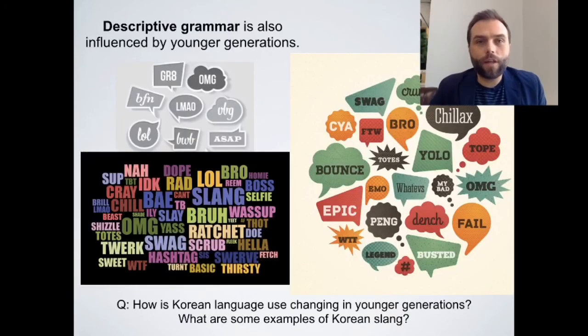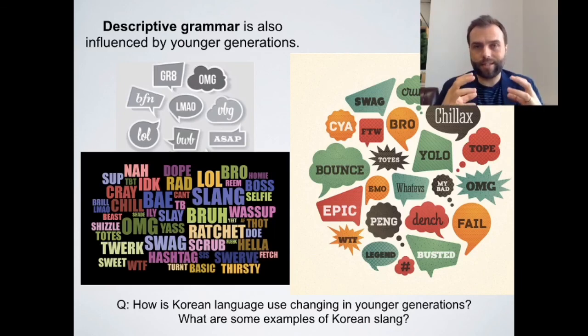Okay, so just to finish off then, one more point about descriptive grammar. Descriptive grammar is also influenced by younger generations. So, as you know, younger people are often responsible, or they are the people who are kind of changing language and developing language and adding to language. So things like slang, for example, in Korea, things like Konglish. These things do change language. Language is not just a static, unchanging blob. Okay, language does change over time.